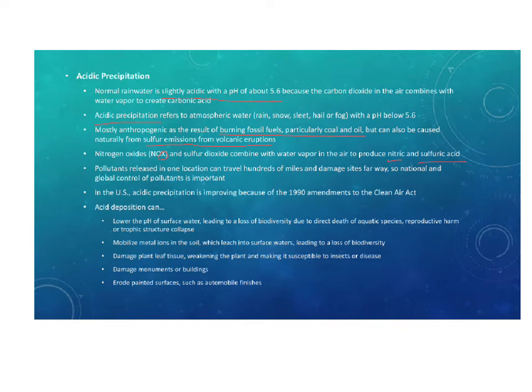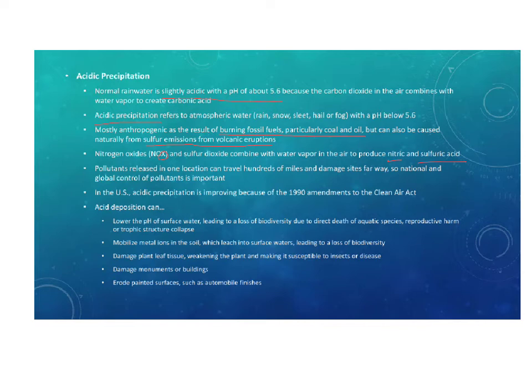It can also cause trophic structure collapse because if there is damage to the phytoplankton or the photosynthetic organisms in the aquatic ecosystem, then if the producers go down, we have trophic structure damage or collapse. Acidic deposition also mobilizes the metal ions in the soil, particularly aluminum, and these metal ions can leach into surface waters, which can lead to a loss of biodiversity.